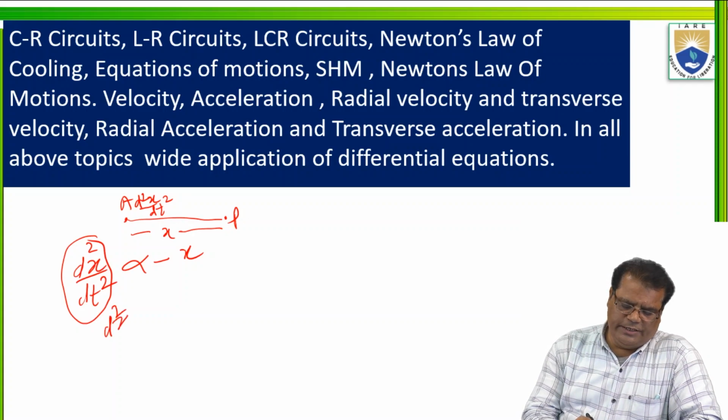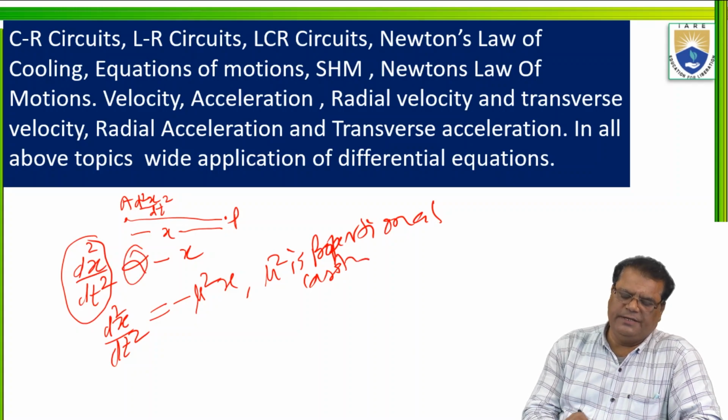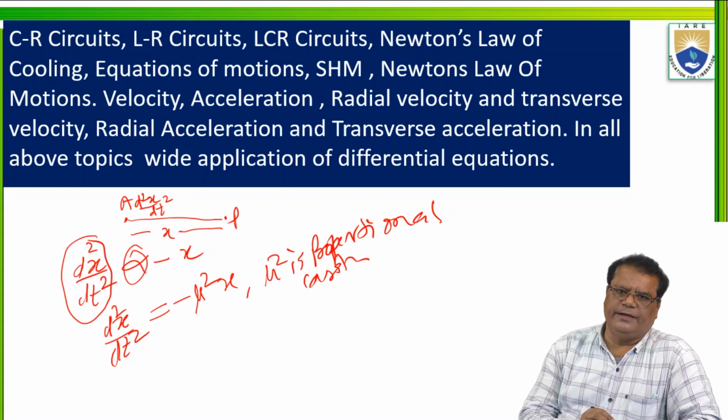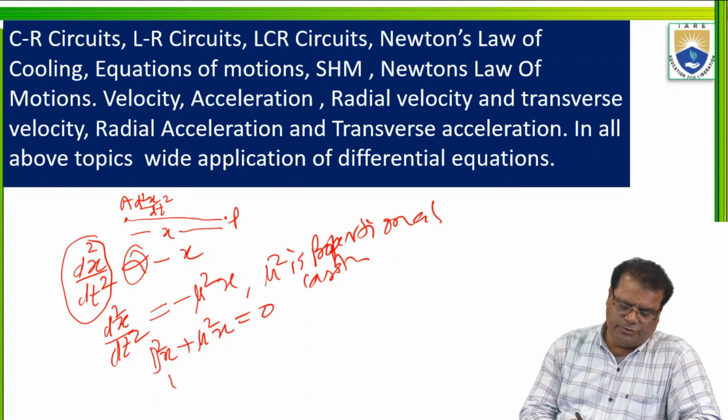So d2x over dt2 is equal to, I am taking here, minus mu square x. Mu square is the proportionality constant. If we remove the proportionality, then we take a constant, so we take mu square here. So now, with D representing d over dt, D square x plus mu square x equals 0. So D square plus mu square, operating on x, equals 0.